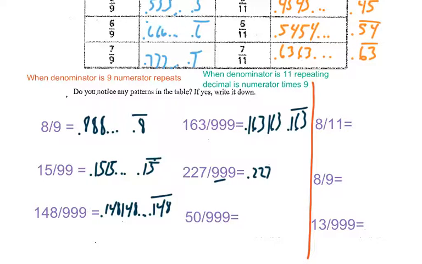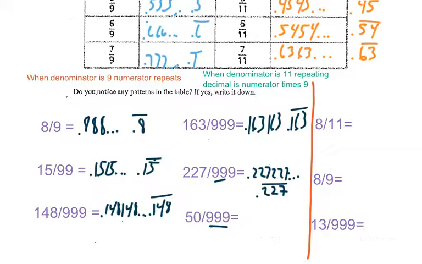0.227 repeating. The reason why I keep saying that is because now look at the bottom one. Now I have 50 over 99. Now remember I said since I have 3 9s on the bottom, I need to have 3 numbers that repeat, but I only have 2 numbers in the numerator. No big deal. How can we add a number?